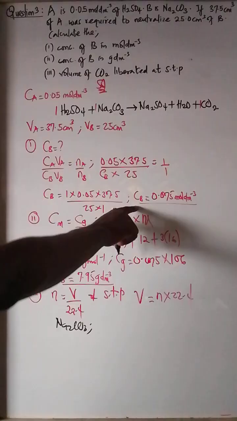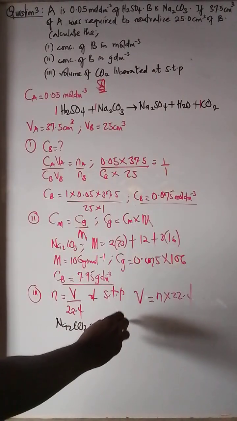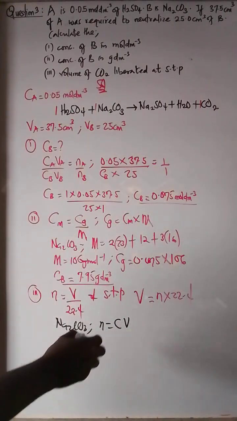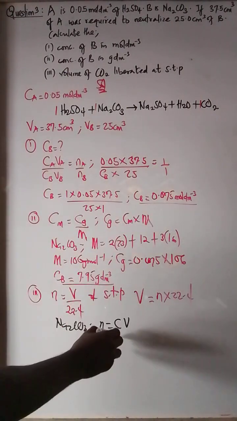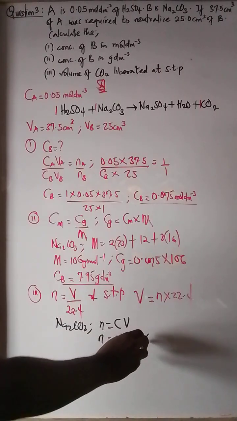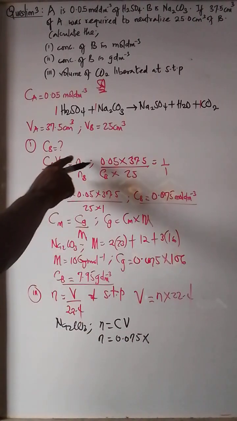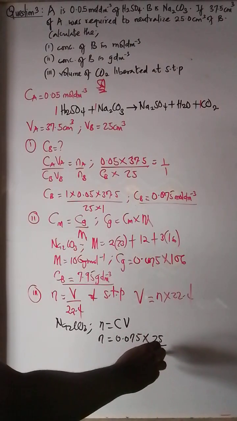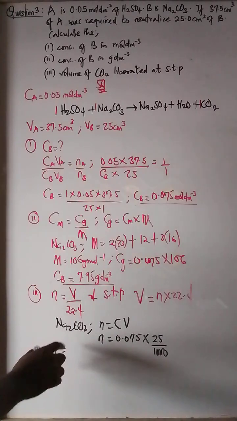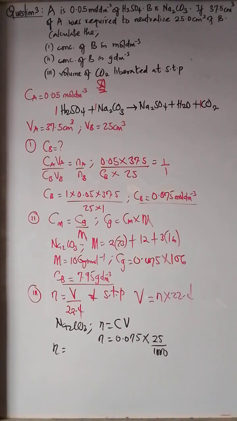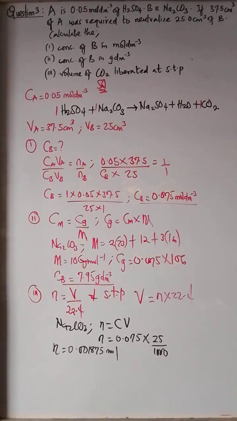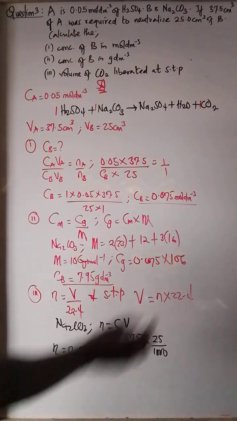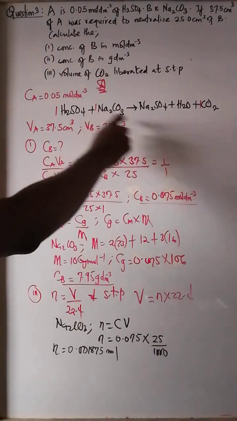Recall that since we know its concentration, number of mole equals concentration times volume. So what's the concentration of sodium carbonate here? 0.075. And what's the volume? The volume used is 25 cm3. And as I told you, it has to be in dm3, so divide by 1000. So from there, the number of mole of sodium carbonate in this situation is 0.001875 mole. Now note, back here, if 1 mole of this gives 1 mole of this, it means 0.001875 mole of this will also give the same mole of it.